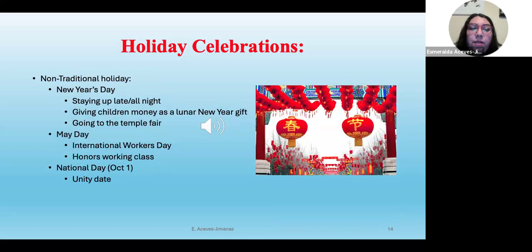The non-traditional holidays in the Chinese culture consist of New Year's Day, which is staying up late or all night, giving children money as a Lunar New Year gift, or going to the temple fair. May Day is International Workers' Day, which honors the working class. And then we have National Day, which is October 1st, another name for it is Unity Day. The majority of these holiday celebrations are known for their parties and their parades.